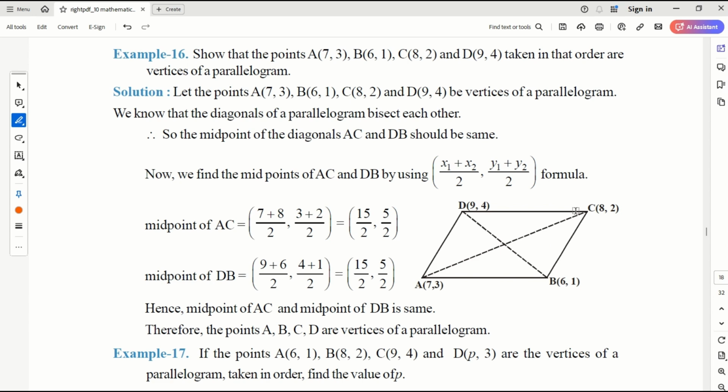But there is another way. If you take any parallelogram, the two diagonals actually bisect each other. Okay, that means the midpoint of the two diagonals is the same.